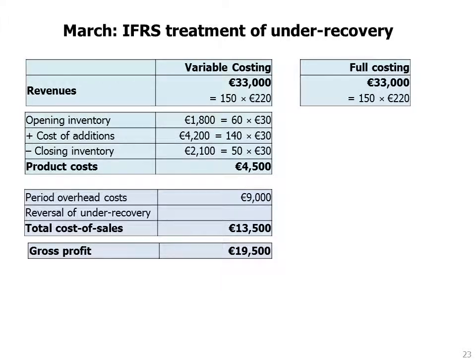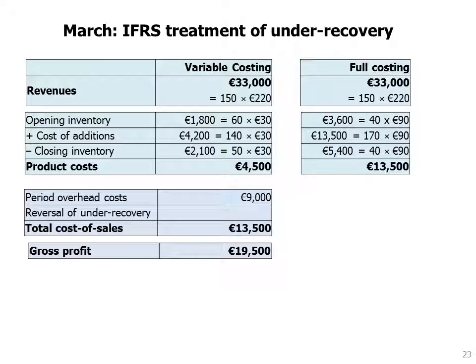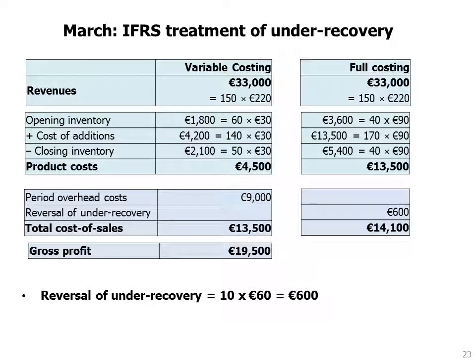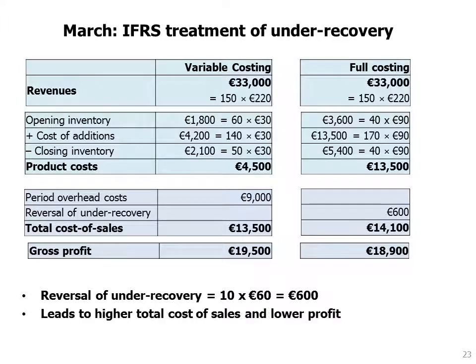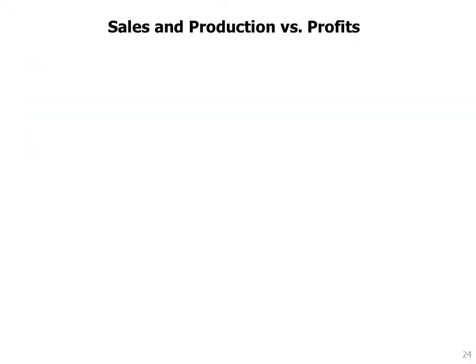So our revenue is unchanged, our product costs unchanged, and now we've got this reversal of the under-recovery, 10 units at 60 euros each, or 600, and this will have the effect of increasing the cost of sales, because we're adding back these expenses which we have missed, and that will reduce the profit. So that takes it down from 19,500 to 18,900 euros. So higher total cost of sales and lower profit.